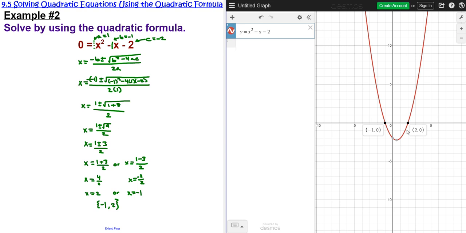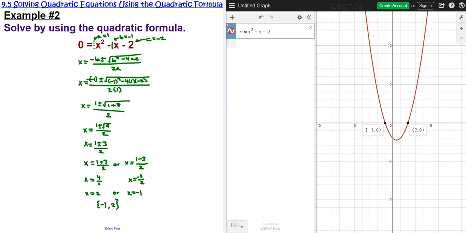So you can solve by graphing, factoring, completing the square, or the quadratic formula. You should get the same answers no matter what method you use. It's just that some methods are more appropriate in some cases than others. And that's what I started this lesson with. All right, so let's go on to example number 3.